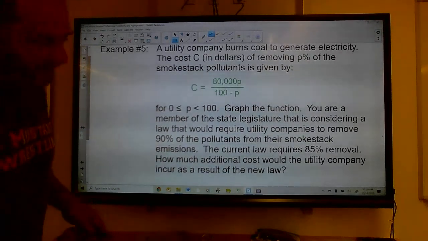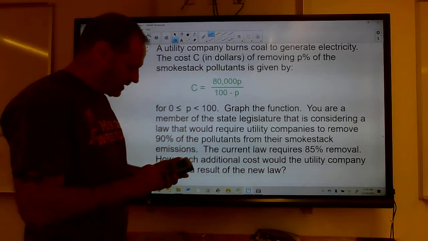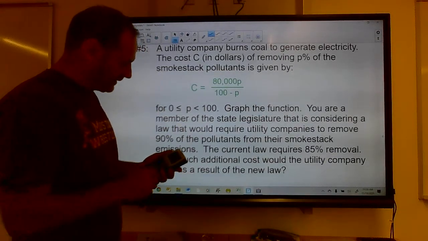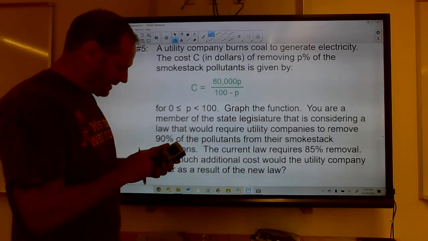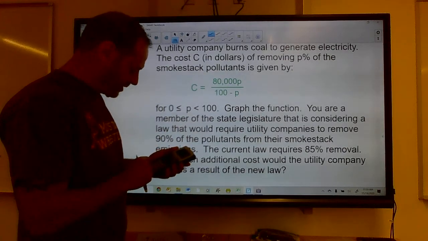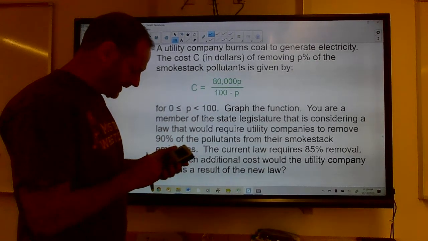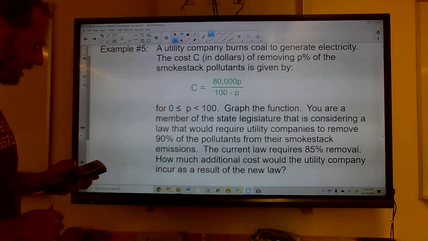Okay, so let's get out our handy-dandy TI-84 Plus C Silver Edition graphing calculator. And let's go into y equals and clear out any equations that are in there. And let's put in 80,000 x divided by, in parentheses, 100 minus x, close the parentheses, and hit enter.